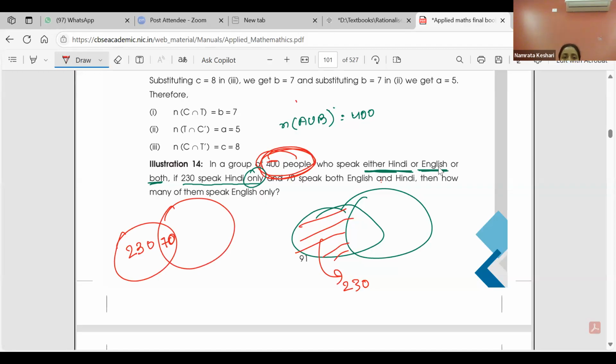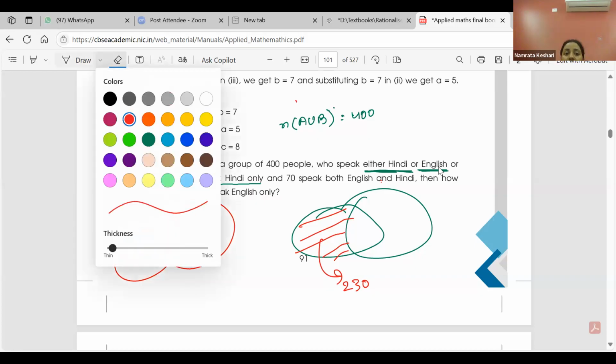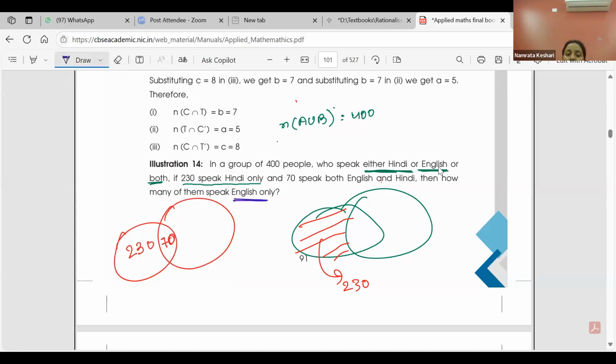See, from here it is clear. Are you getting it? From the Venn diagram, you will be able to solve it. In total, how many people are there? 400. The number who speak Hindi only is 230. Common is 70. Then find how many speak English only. From 400, if you subtract these two added together, you will get only this one, right? Yes, ma'am.